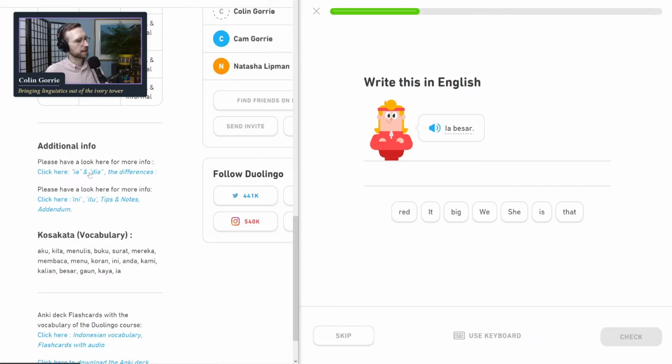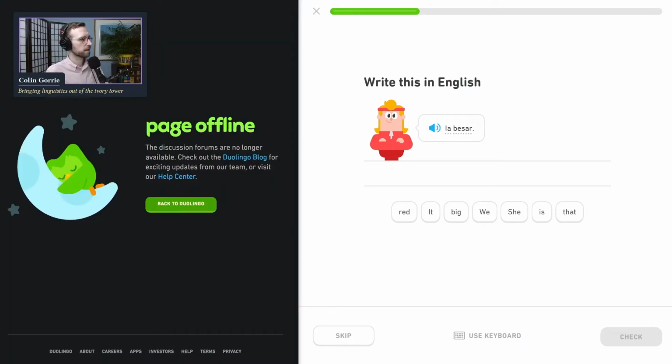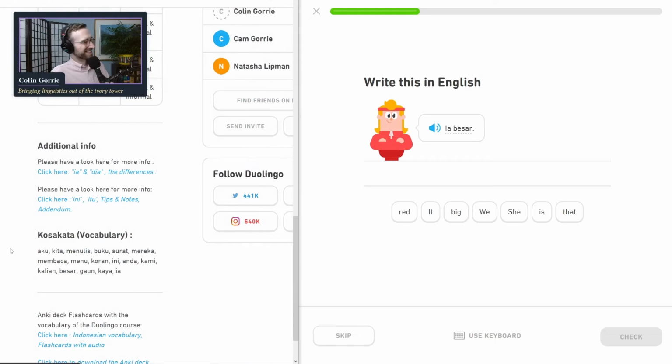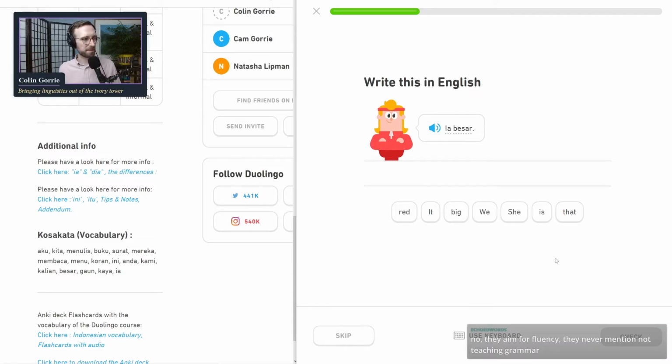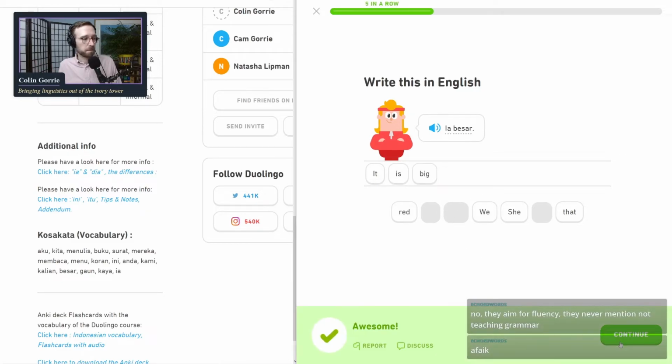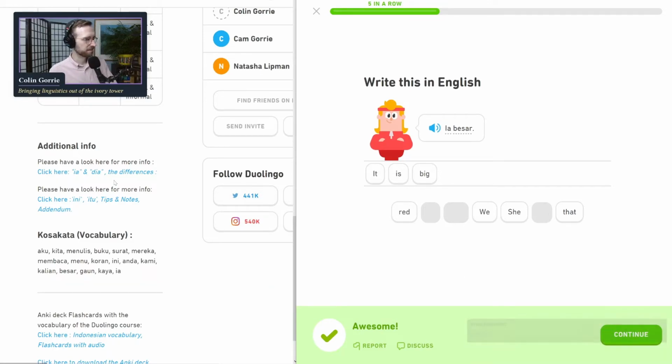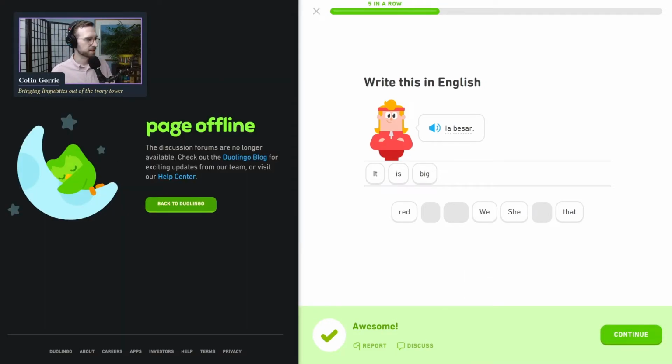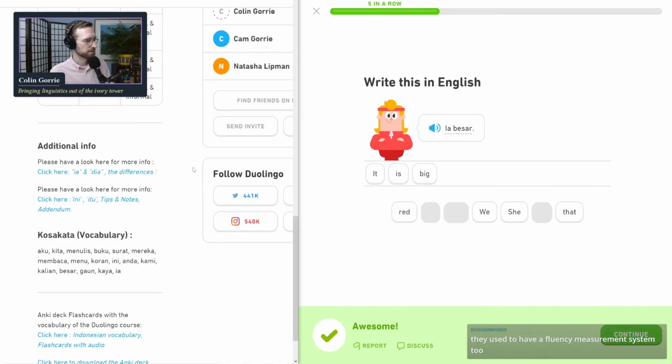Please have a look here for more. Yeah, it's good. Okay, so the differences between ia and dia. I'm sorry, I'm going to have to guess. So maybe this means it is big. Yeah, okay. I guess it does. It's a shame that this stuff just doesn't exist anymore. It's kind of sleeping owl over there.